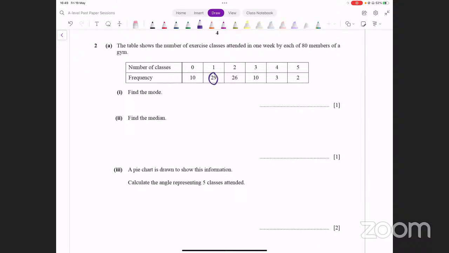29 सबसे ज्यादा frequency है. किस number की? 1 की. So the mod is 1. Mod 29 नहीं होएगा. जिस number की सबसे ज्यादा frequency है वो आपका mod होएगा, which is going to be 1 in this case. It says find the median.